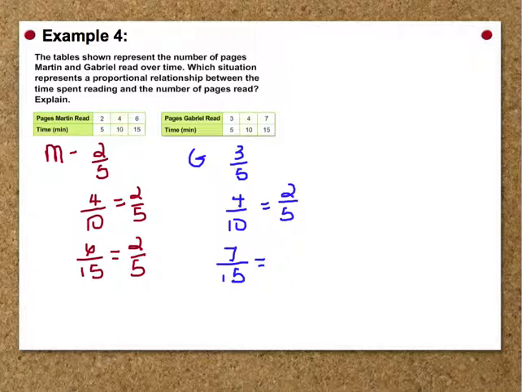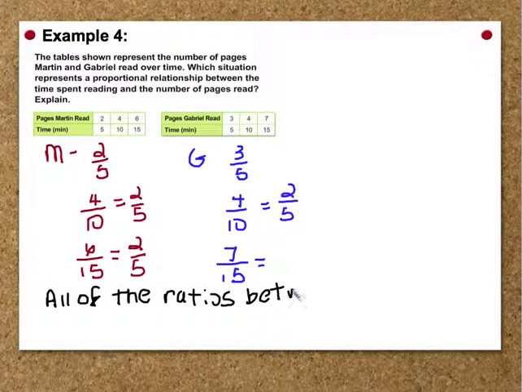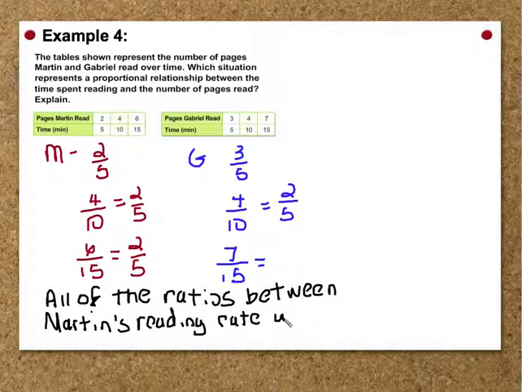So what we can do, and I'm going to switch colors again, we can say the answer to this question is all of the ratios between Martin's reading rate are proportional.